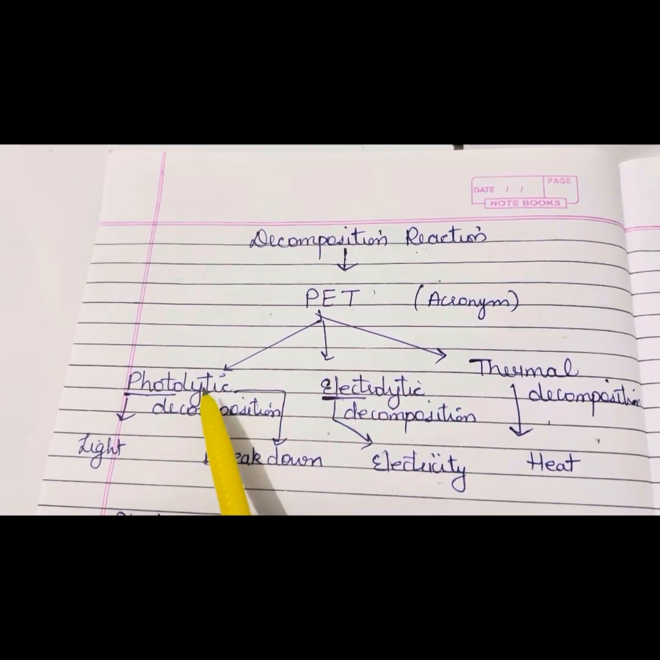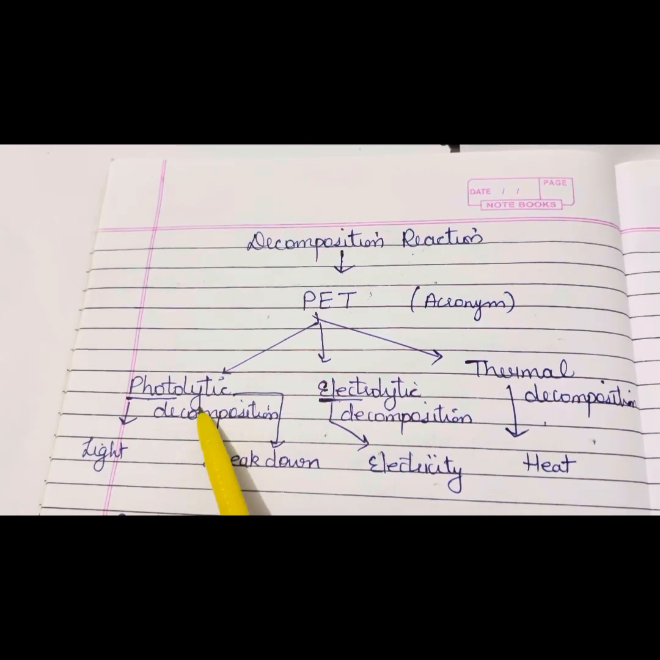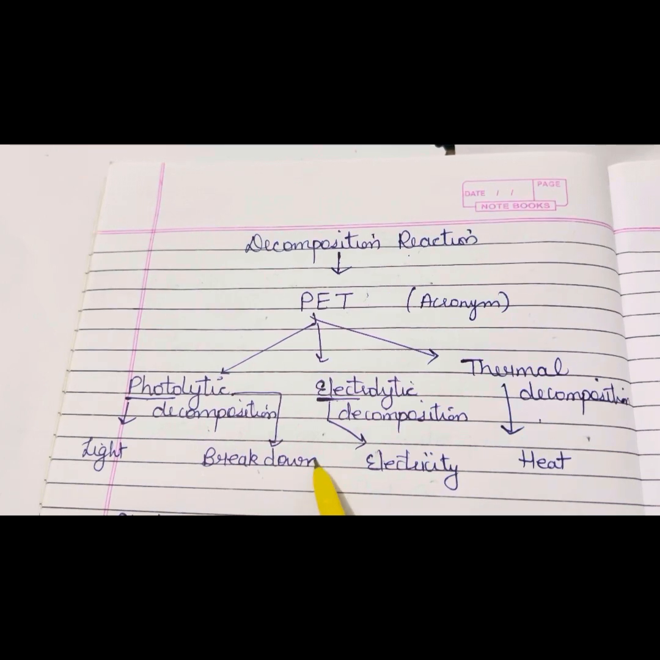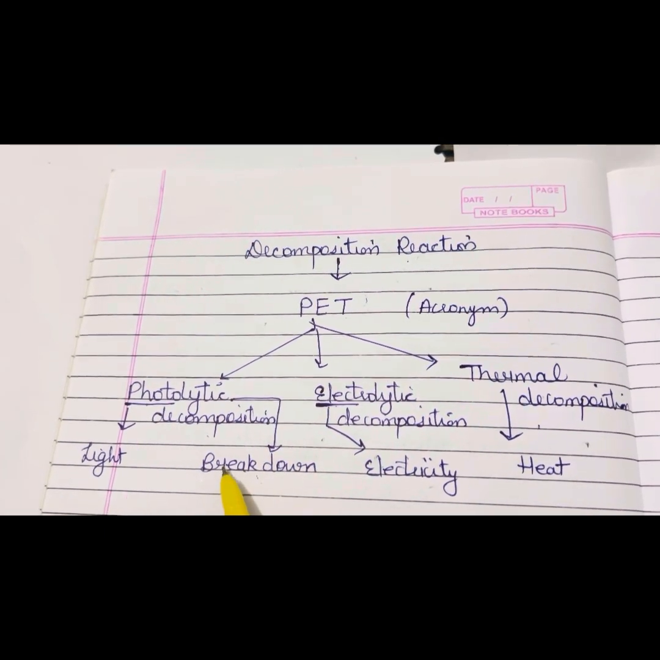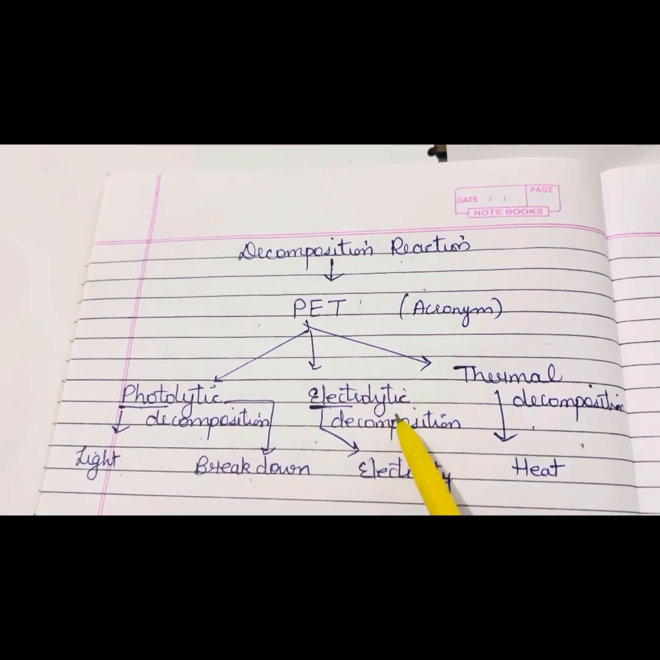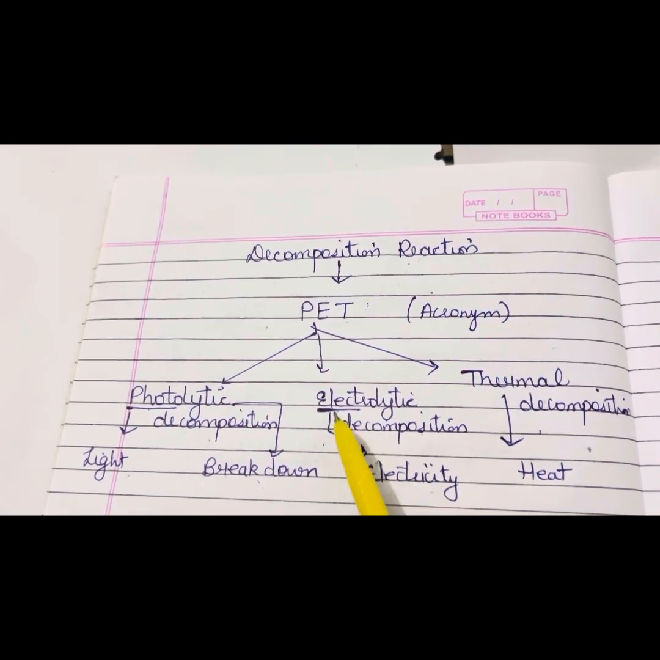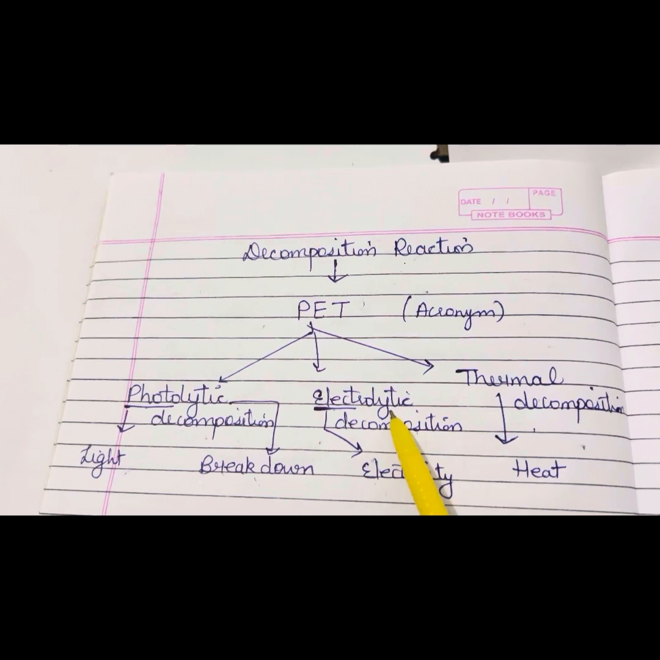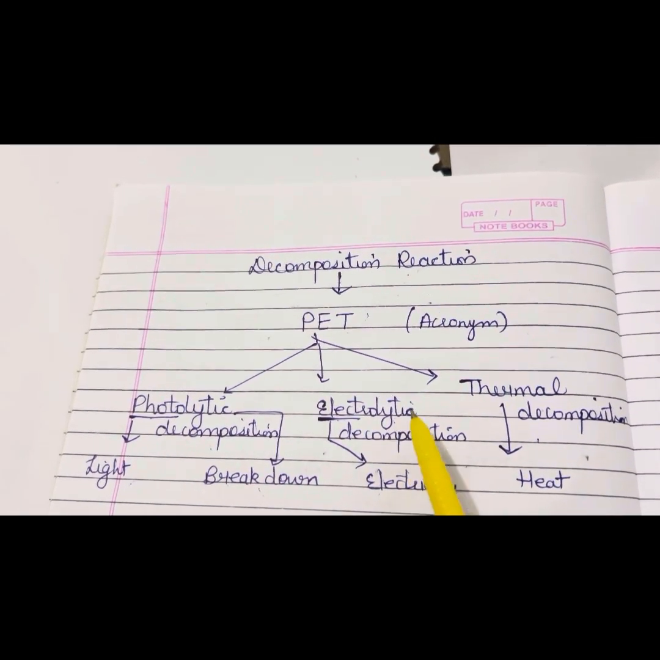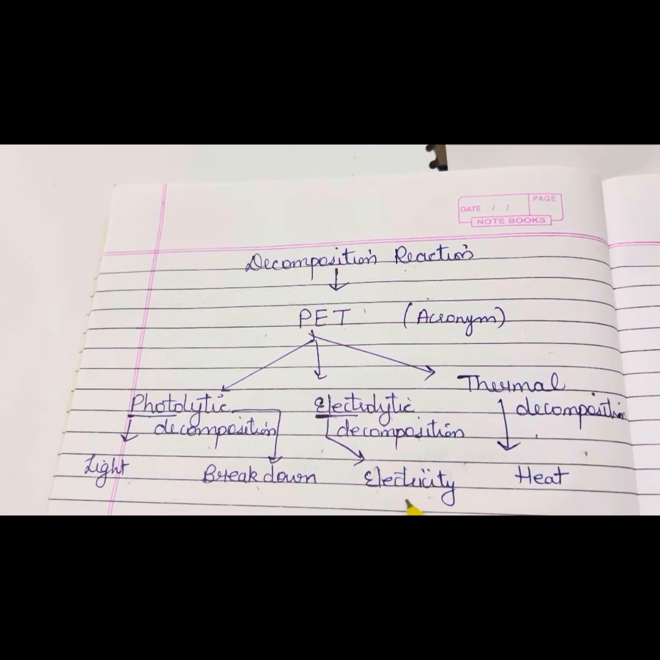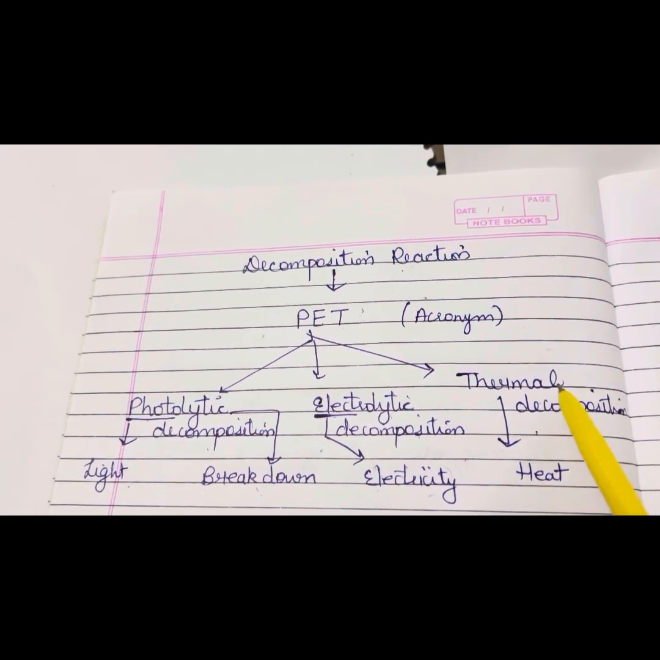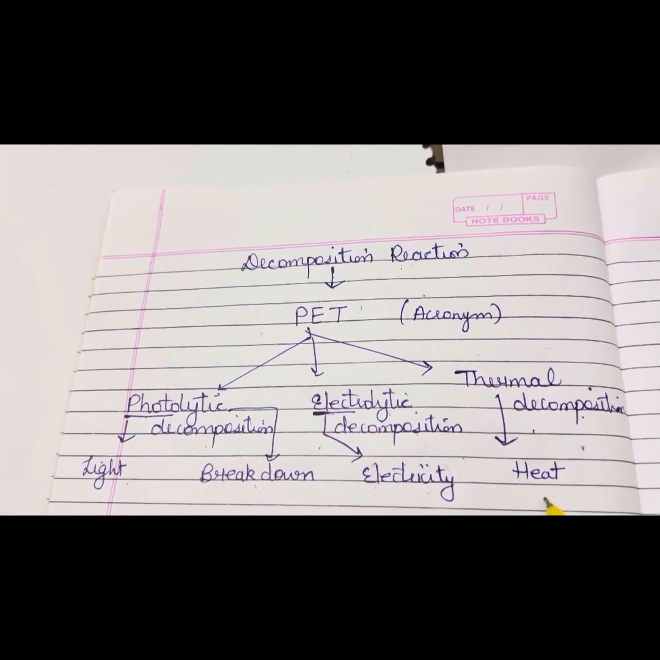Here, the word photolytic: photo means light and lytic means breakdown. That means a type of reaction in which breakdown or decomposition takes place in the presence of light. The second type of reaction is electrolytic decomposition. Electro means electricity, lytic means breakdown. That means a type of reaction in which breakdown takes place in the presence of electricity. And the third one is thermal decomposition, and the word thermal stands for heat.